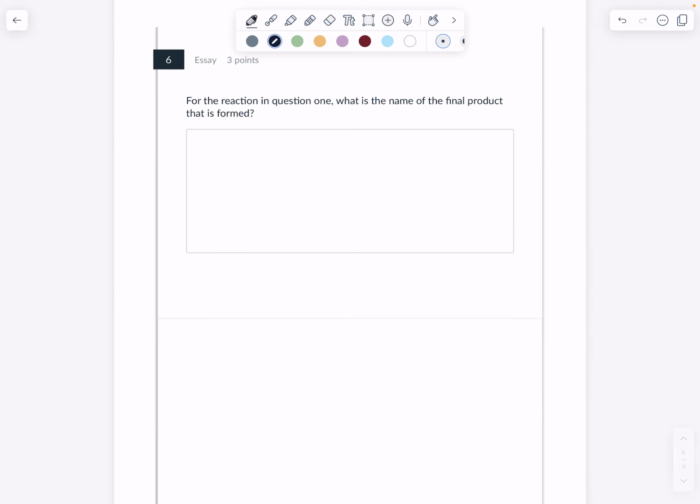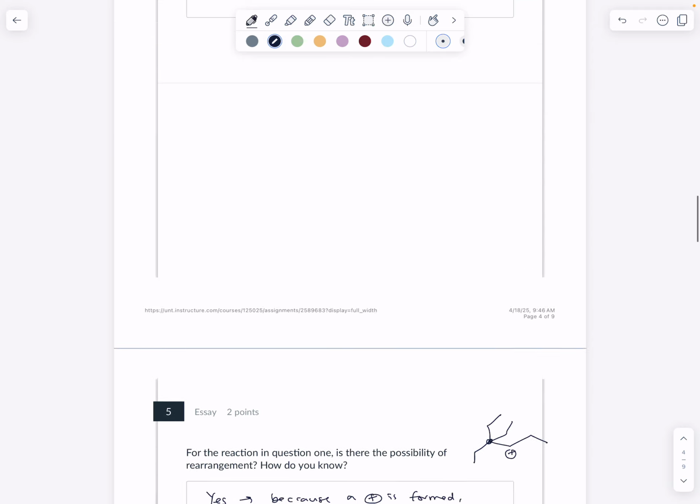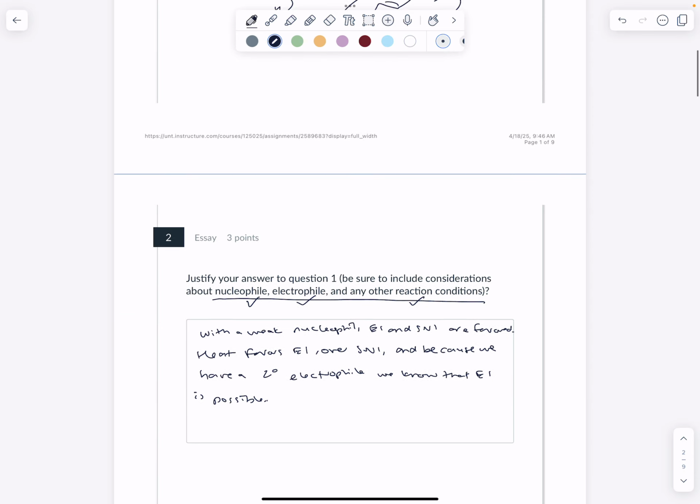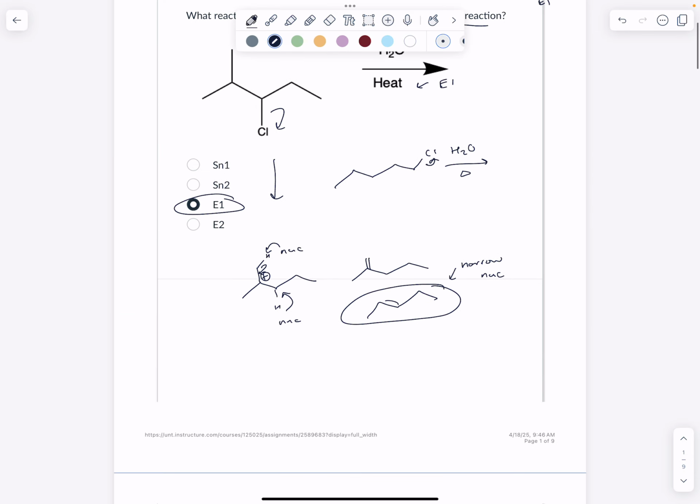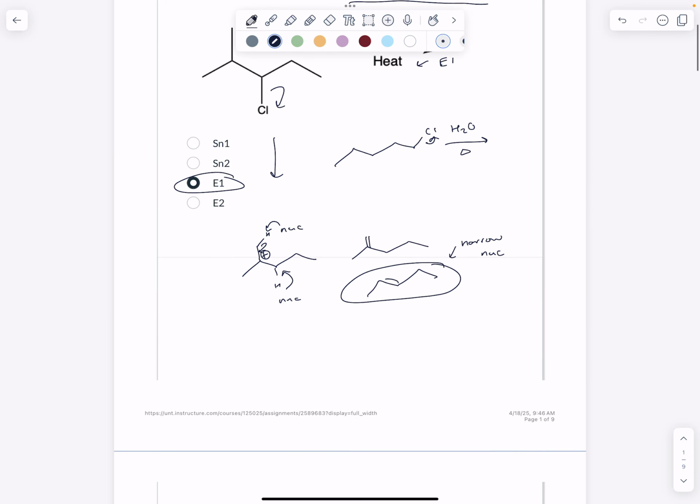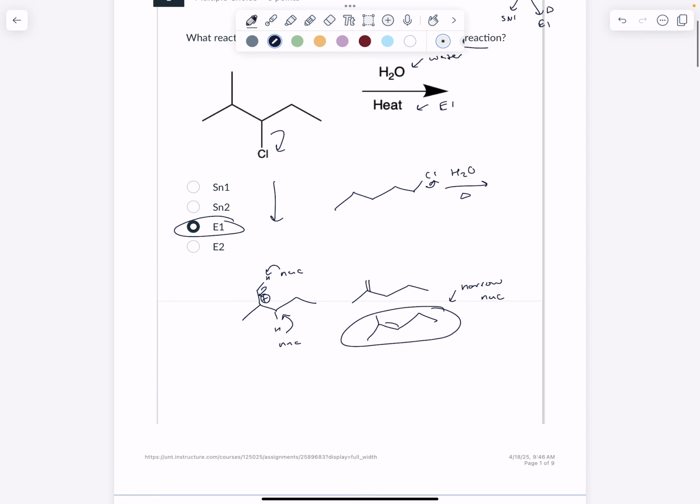For the reaction in question 1, what is the name of the final product formed? So going back up to that reaction. So, I forgot to draw my methyl group right here. So this is the final product that's formed. So let's see. That would be 1, 2, 3, 4, 5. So it's pentane.